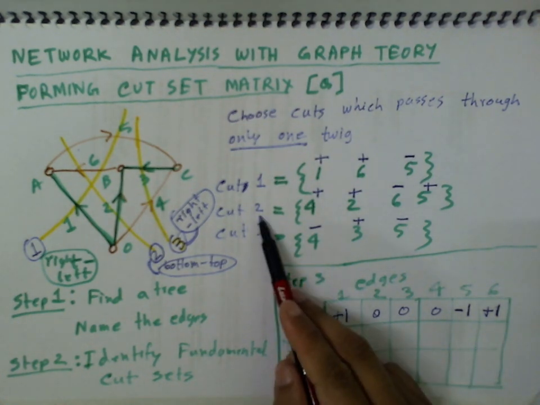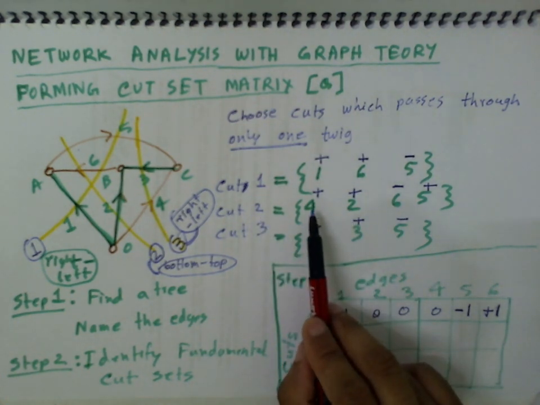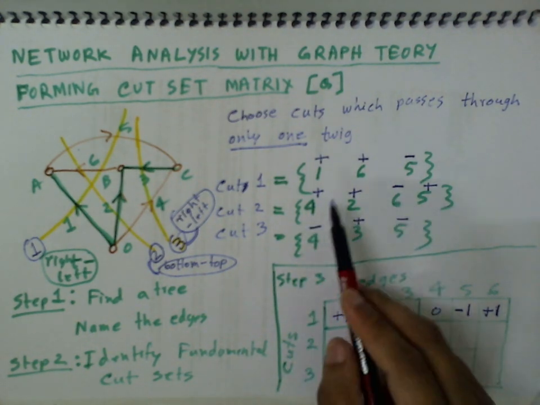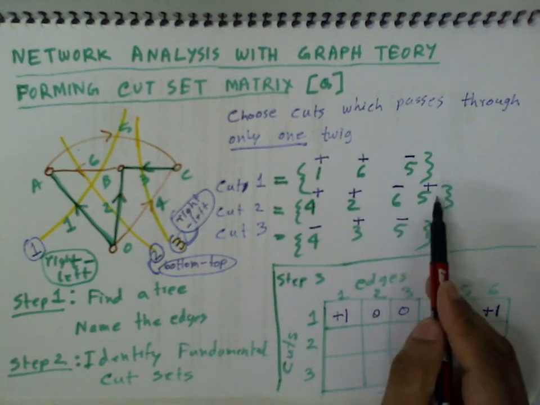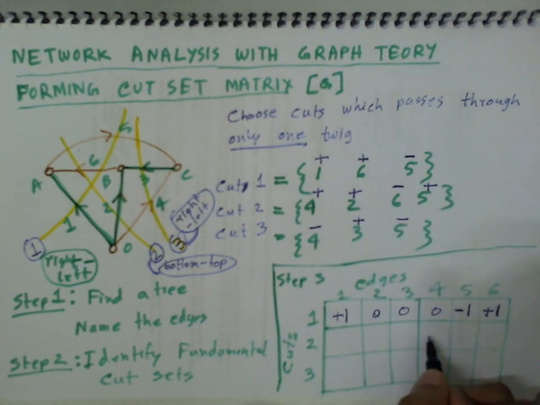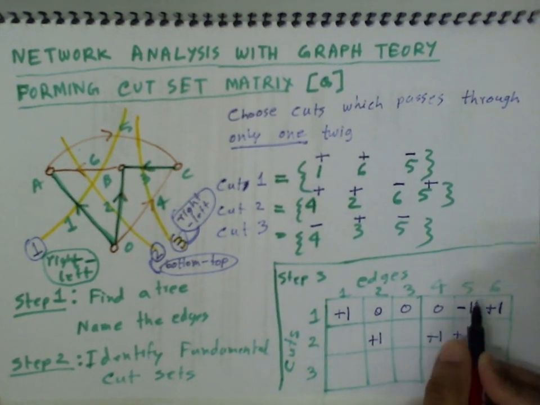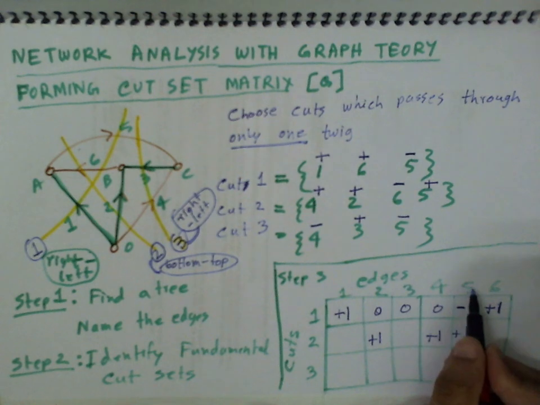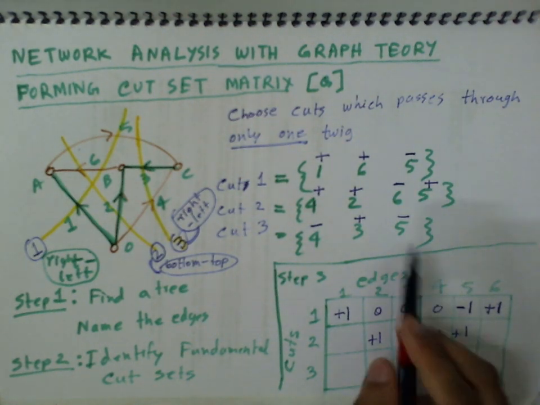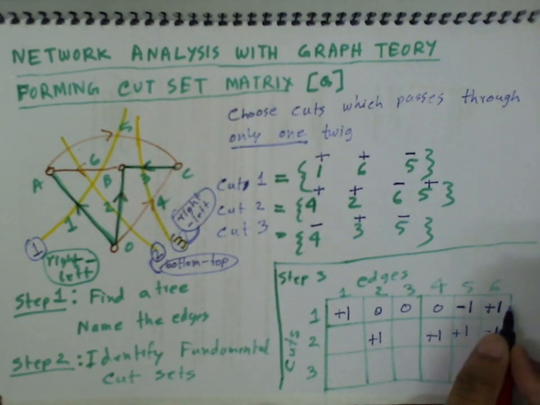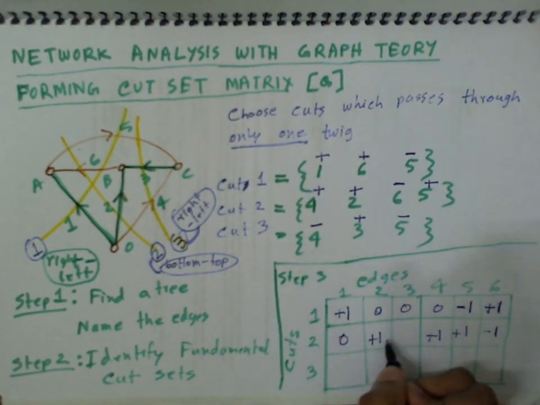Next, consider cart 2. It's made up of 4, 2, 6 and 5. 4, 2 and 5 with plus signs, and 6 with a minus sign, minus 1. Then 0, 0, because these edges are not there.